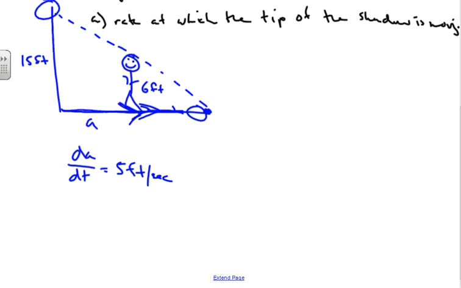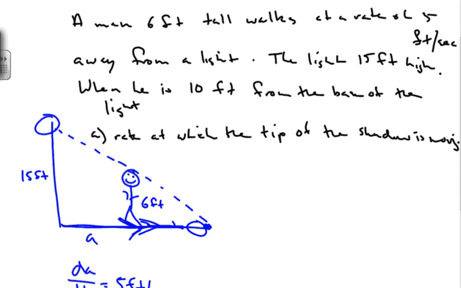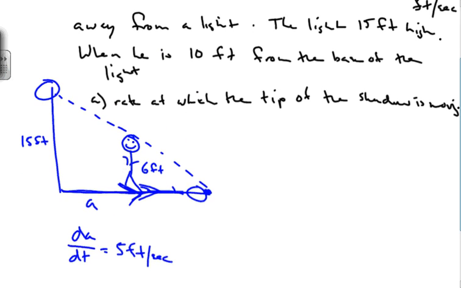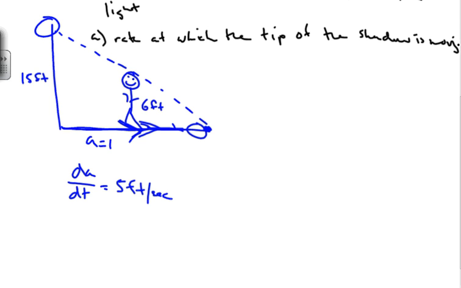Now we're going to figure out, when he is 10 feet from the base of the light, so when A equals 10, how much is this shadow changing? The shadow we're referring to, the tip of the shadow, is going to be this length from here to here. So how is that whole entire length changing? We'll call it S for the tip of the shadow.